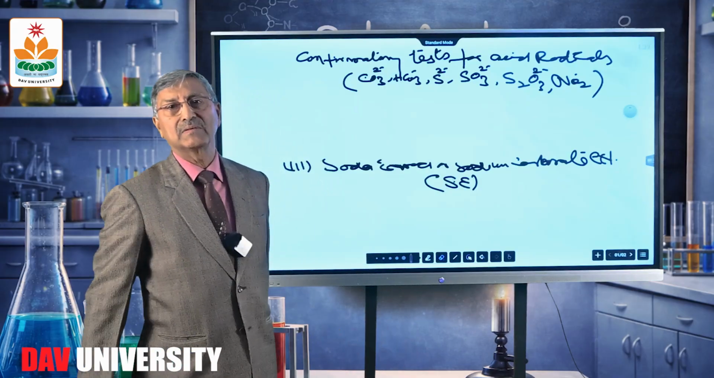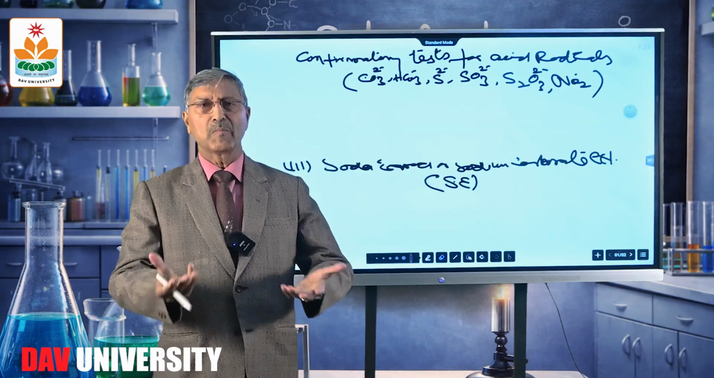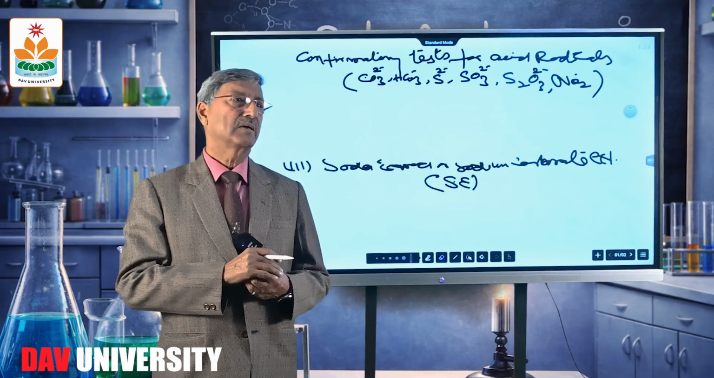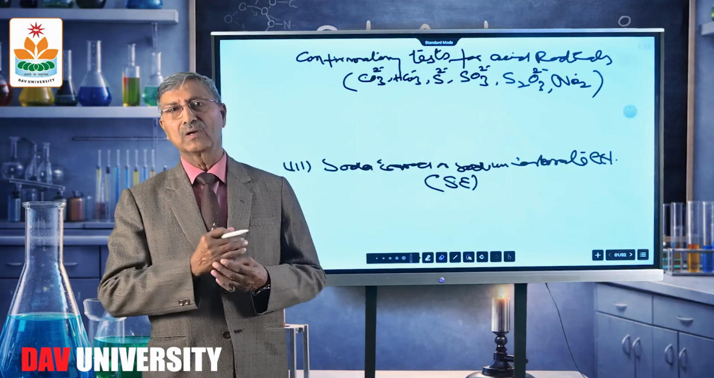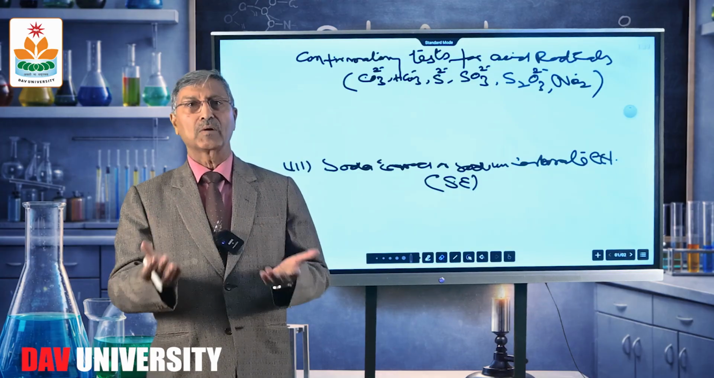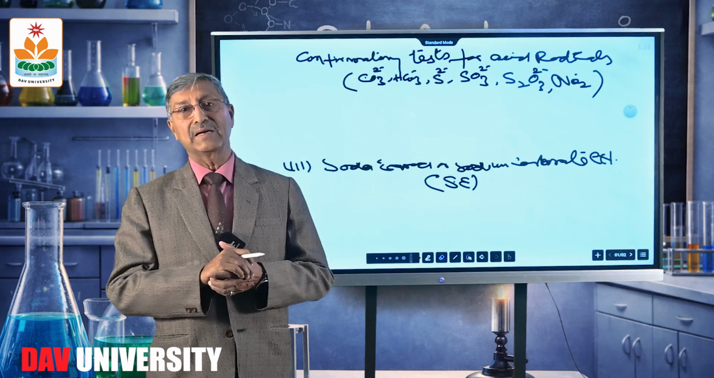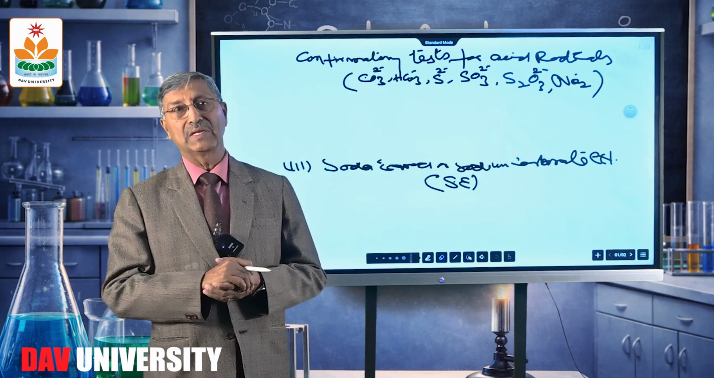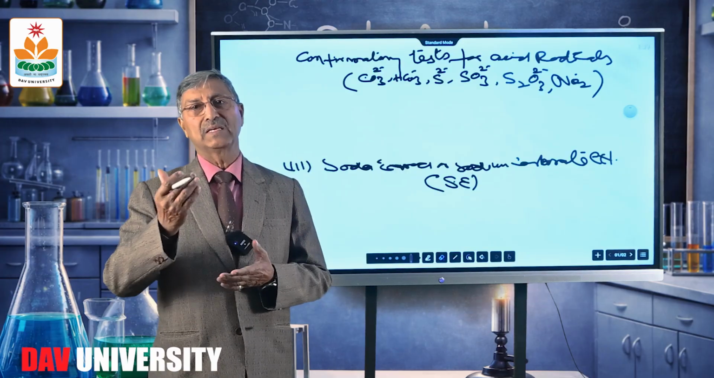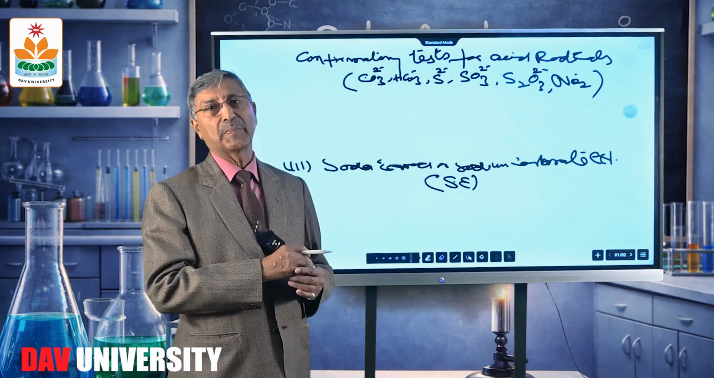When we perform the test for basic radicals, then our aim is to dissolve the salt somehow in, say, water, hot water, then dilute HCl, concentrated HCl, and so on. We don't care whether the acid radical is intact or broken. But here, we'll have to take care that the acid radical is not destroyed. So in that case, for making the salt soluble, we cannot treat with HCl, HNO3, etc. What we do is, we prepare soda extract.